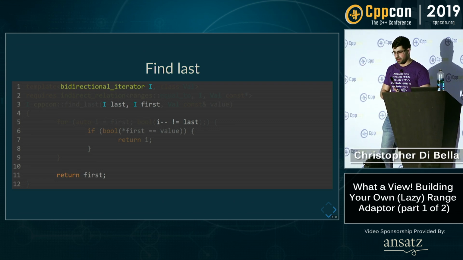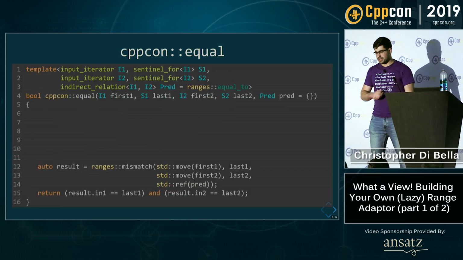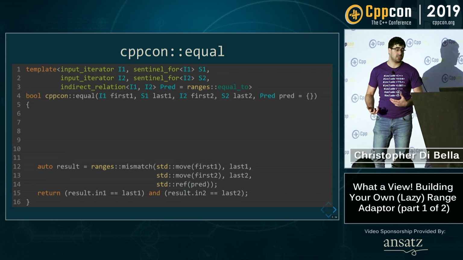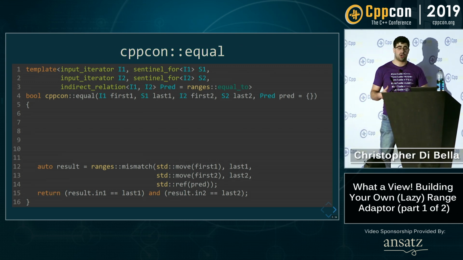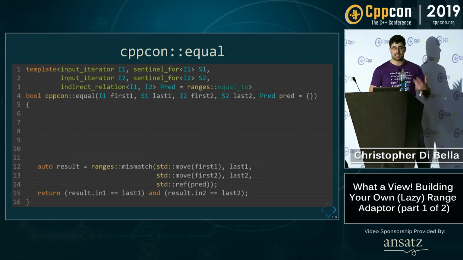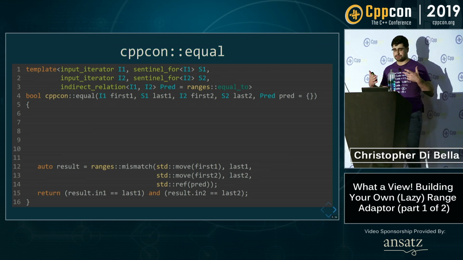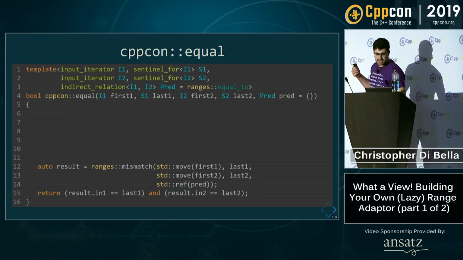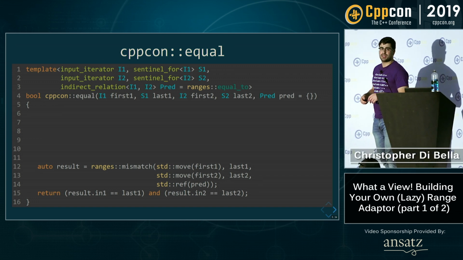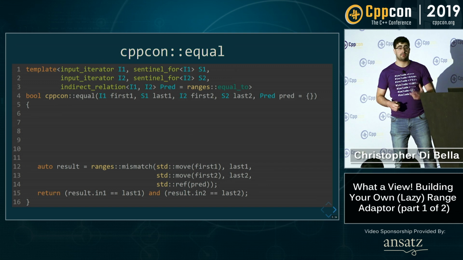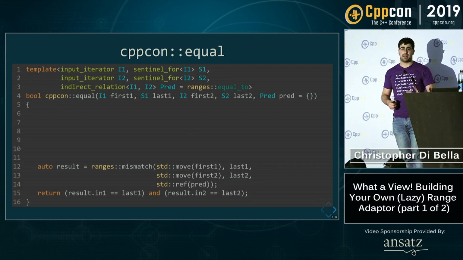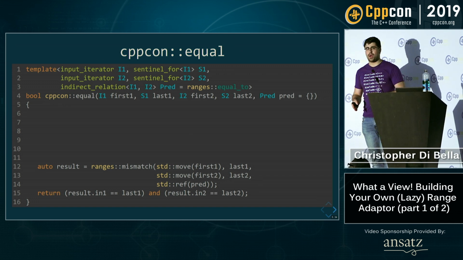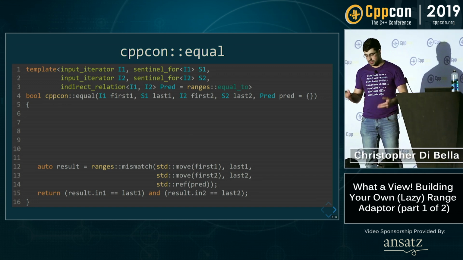Okay, so moving on, there is an algorithm called equal. This allows us to check that two ranges' values are equivalent for some given predicate for every element in the range. We can do this by implementing it in terms of another algorithm called mismatch, which returns an iterator to each range that tells us where the ranges no longer match.